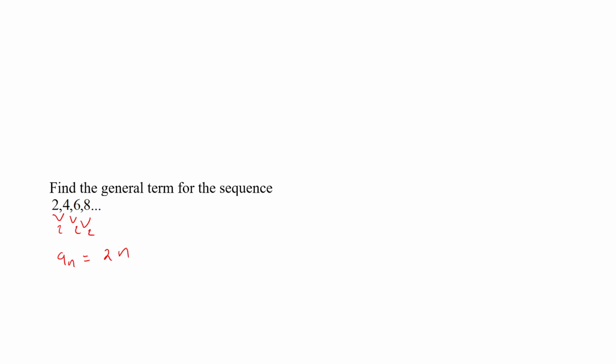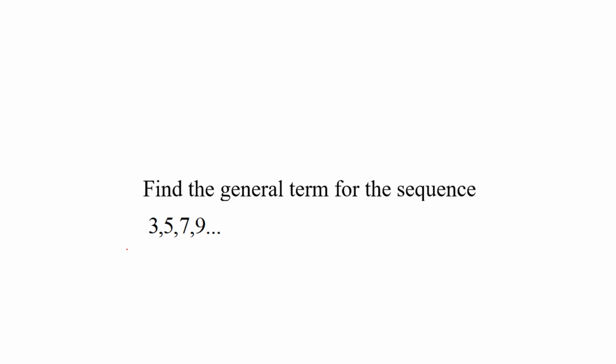You should try these on your own. Find the general term for the sequence 3, 5, 7, 9. These are the odds, except we don't have 1. But you can see that they're still going up by 2. When they're going up by 2, then it has something to do with 2n. But 2 times 1 is 2. And then add 1 and you get 3.